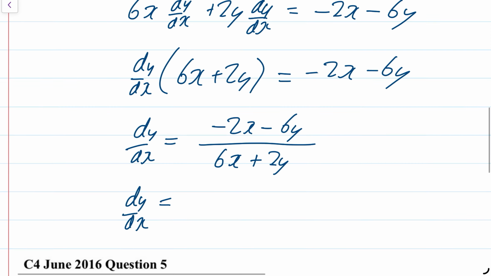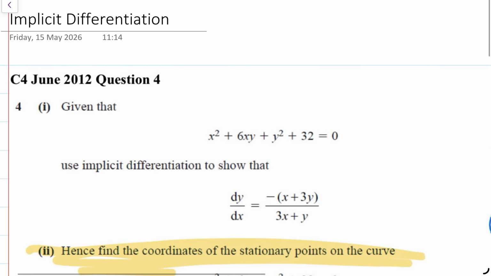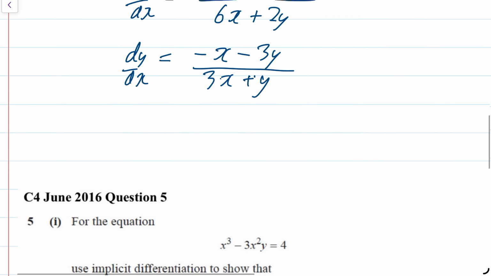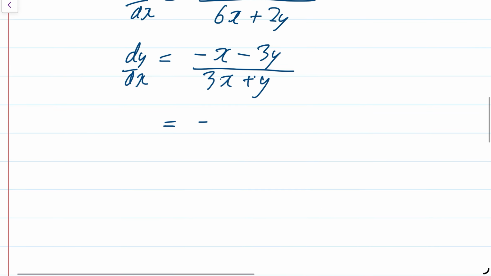Cancel down a bit, and we're going to get, bear with me, apologies, I've jumped in another question there, minus x minus 3y all over 3x plus just y. Is that what we're looking for? I hope so. Oh, they've taken the minus outside the bracket. Bear with me, let me get rid of this. They've taken the minus outside the bracket, so let's just write it. Play the game, write it the way they want it.